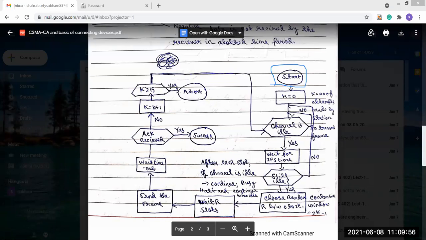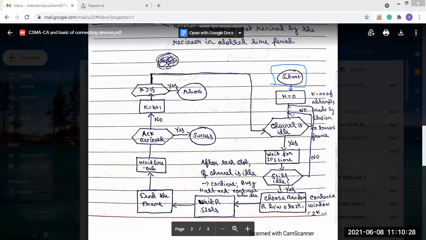So, when we find that the channel is idle, then it will choose a random value R between 0 and 2 to the power k minus 1. This is the contention window size, the maximum contention window. It will wait for R slots.